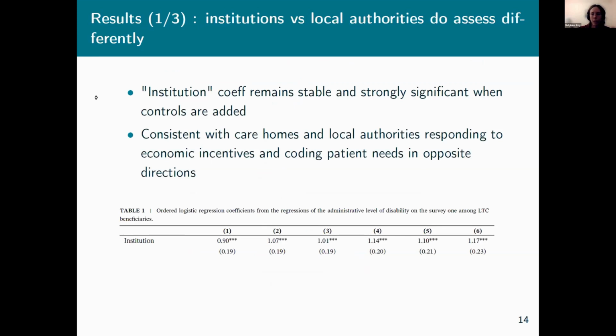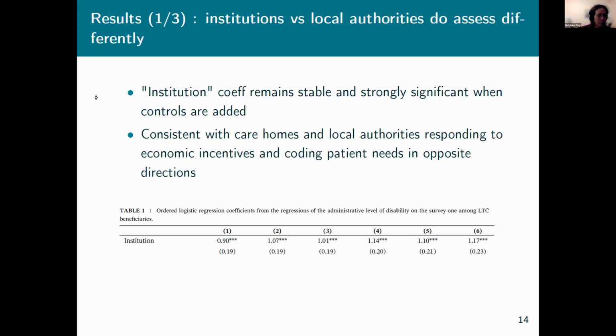And so the results, I've put very few tables. I will refer you to the paper if you want to see all the tables. But the main result is that the institution's coefficients remain fairly stable and strongly significant when I add controls and with the matching procedures, which is consistent with the initial hypothesis that care homes and local authorities each respond to their own economic incentives and code patients at the margin more severely in institution and less severely at home.